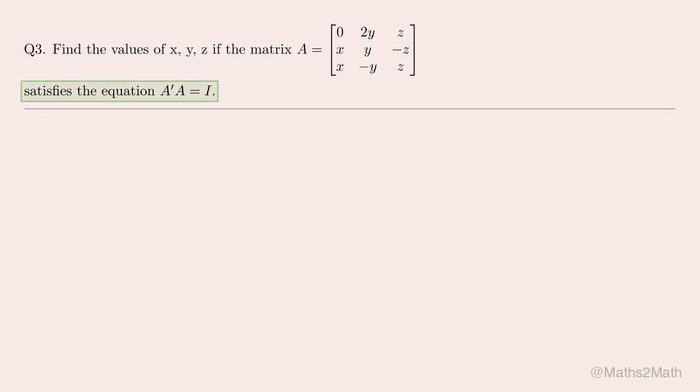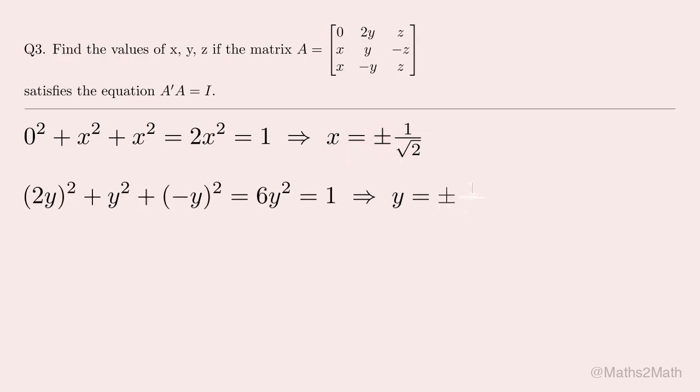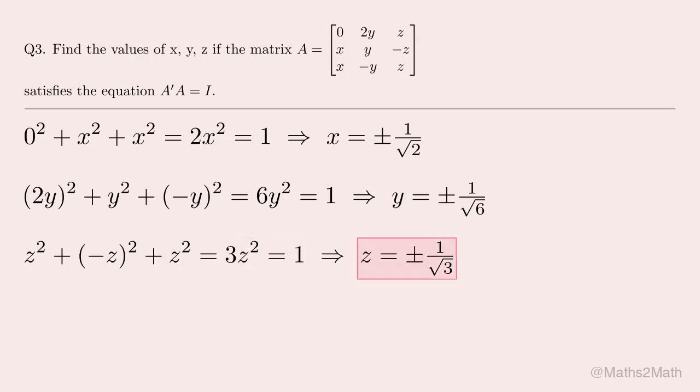Question 3. A transpose A equal to the identity means the columns are unit vectors, mutually perpendicular. Each diagonal entry of A transpose A gives one equation. The first diagonal entry is the first column dotted with itself, 0 plus x squared, which must be 1. The second, 4y squared plus y squared is 6y squared, equal to 1. And the third, z squared 3 times, equal to 1.